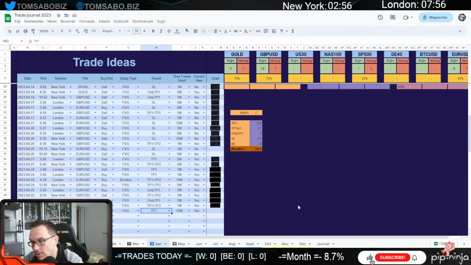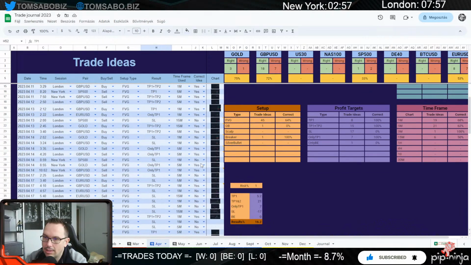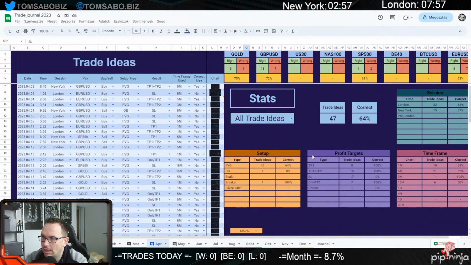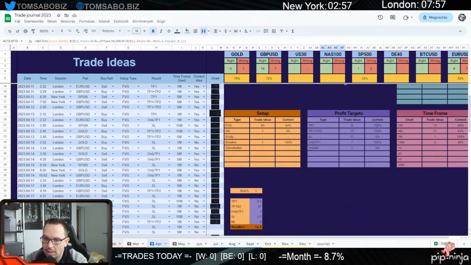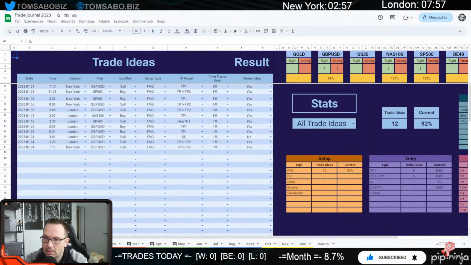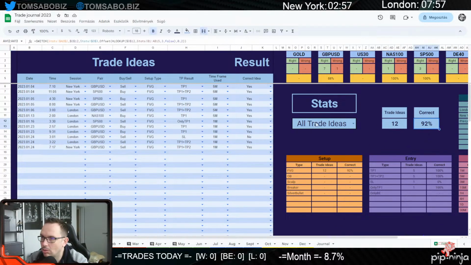I'm prepared, of course, to lose accounts over time if it has to happen. But these trades, that's what I took. So in April, I took 47 trades. My yearly stats, by the way, 150 trades, 66% accuracy for 2020. I was in hospital in January, so I couldn't really trade my January. But look at this, 92% win rate in January.